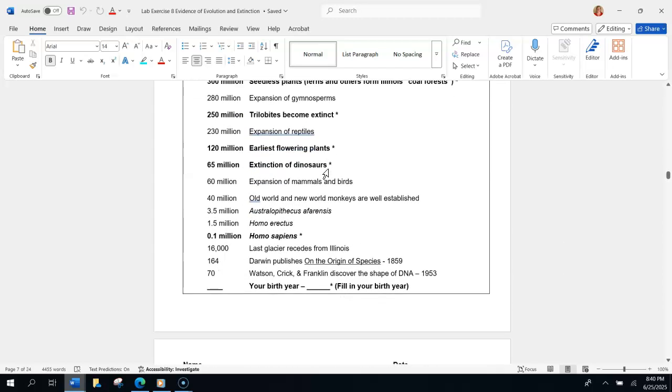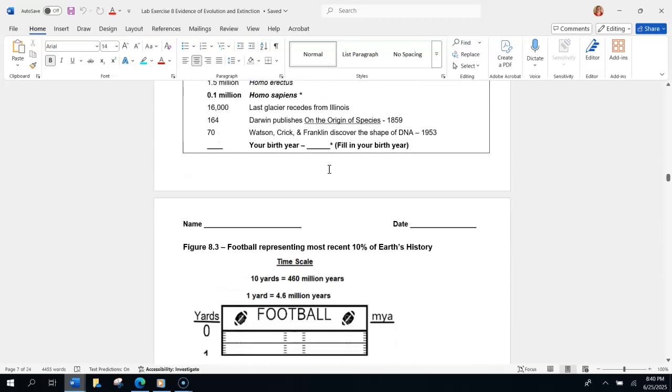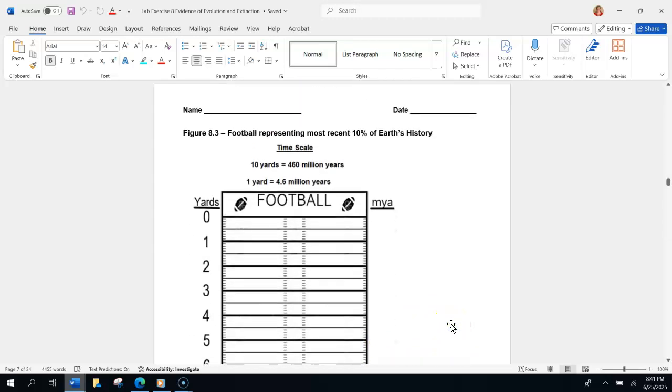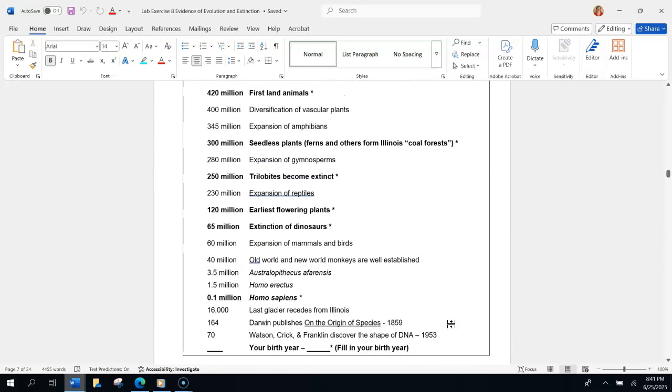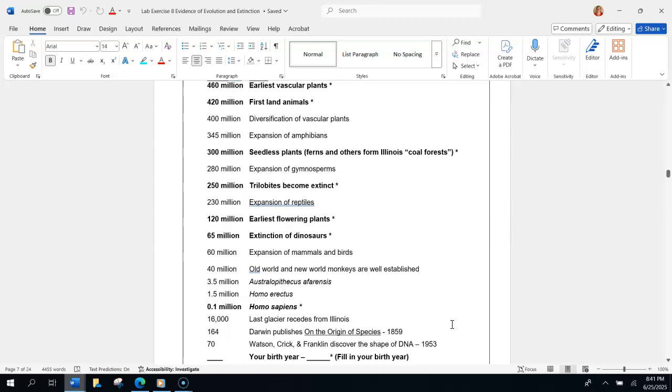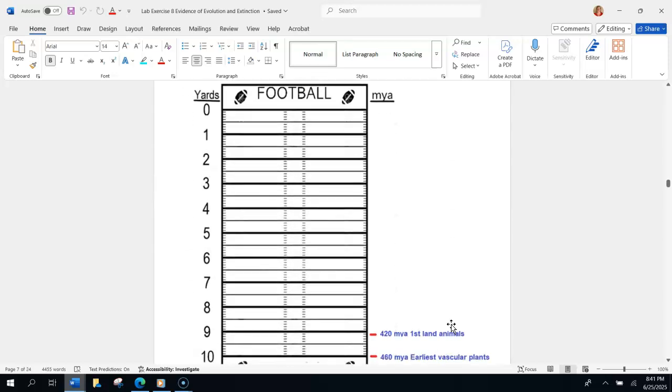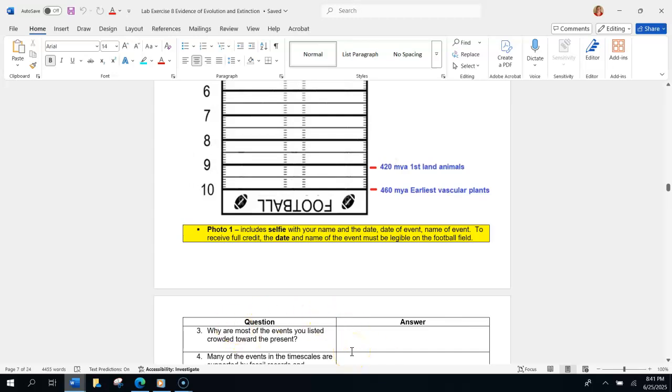So let's scroll down. Again, I have the first one done for you. And the last one's going to be the year of your birth. So here we have 0 through 10 yards. I've done the first two as an example. So 460 million years ago, earliest vascular plants. 420 million years ago, first land plants. So your next one that you're going to do would be 300 million years ago, which is seedless plants. So you're going to again divide that by 460 and multiply that by 10, putting it on the correct place on the football field. And as we scroll down, that is going to be your first photo with a selfie. So complete that, the date, the event, and a selfie for photo 1.